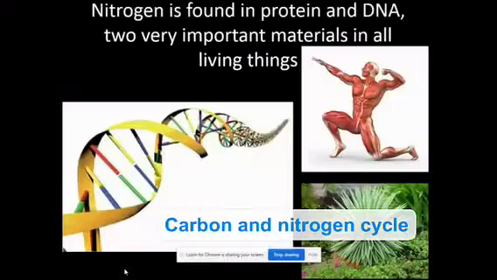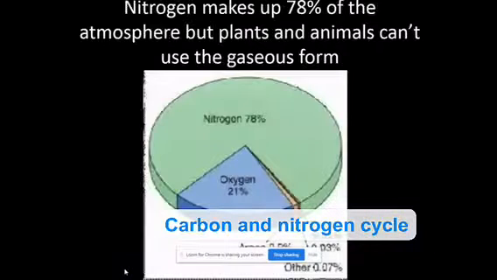Now the nitrogen cycle. So nitrogen is a really important atom. It's found in DNA and protein. And we as animals and plants can't take that up from the nitrogen that's present in the air because it's too unreactive, okay? So even though 78% of the air that surrounds us is nitrogen, we can't take it up in that way, so we have to have another way of taking it up.